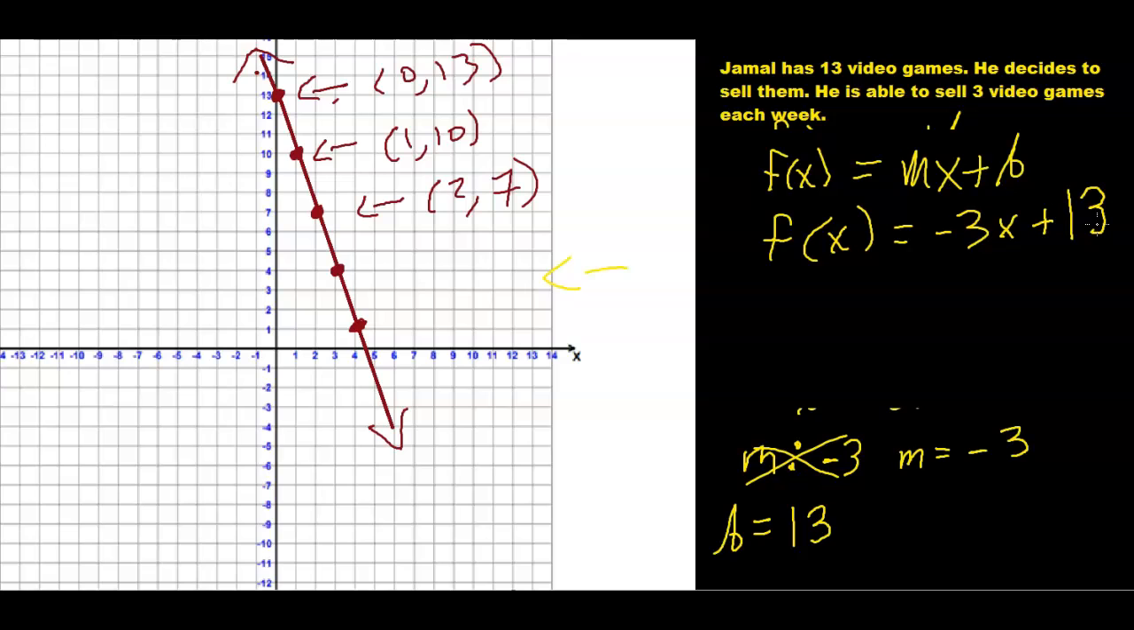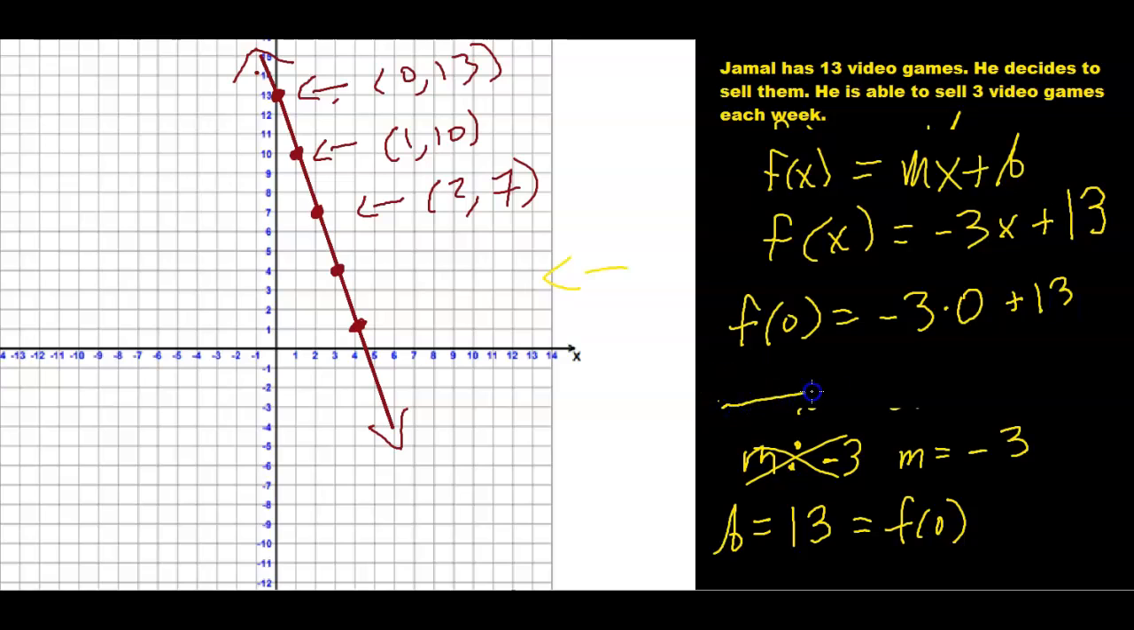And remember that this value of b, right, this is also f of 0, right? That's the amount of video games he has after 0 weeks of selling, before his selling even started. And let's just calculate that to make sure that makes sense. What would f of 0 be? f of 0, 0 weeks before he started selling his video games. Well, we're going to take our formula and plug in 0 where we see x, because we're evaluating f of x for x equals 0. What's that going to equal?